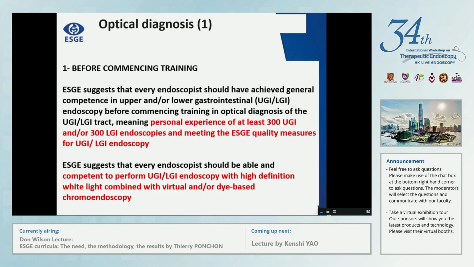So I will be brief. I will comment this. Before commencing training, you need to be a quite experienced endoscopist, so personal experience of at least 300 upper GI endoscopies or 300 lower GI endoscopies. And you need to, of course, follow the guidance. You need to follow your quality parameters. And of course, you need to know how to use high definition white light combined with virtual and/or dye-based chromoendoscopy. So these are the prerequisites.